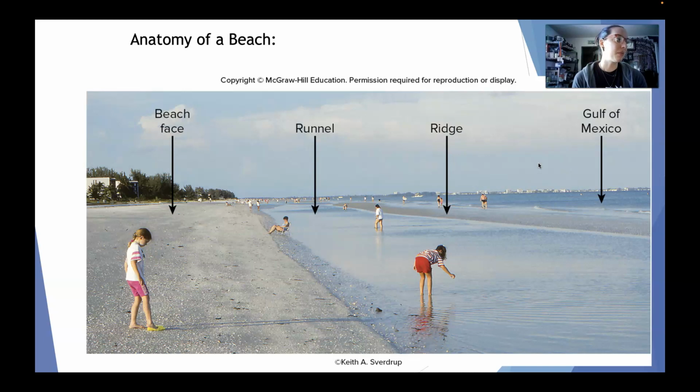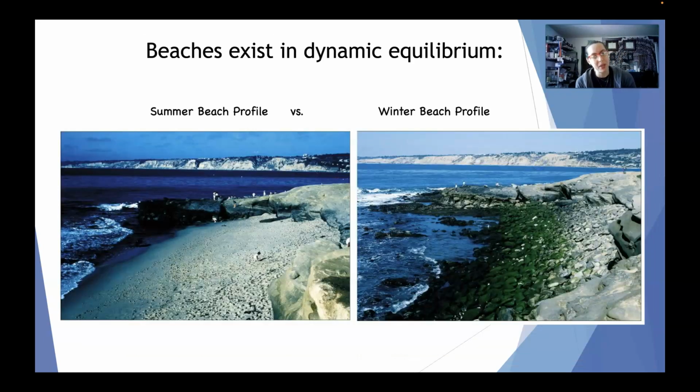Next, I want to talk about something called dynamic equilibrium. So in these two pictures, on the left I have a summer beach profile versus on the right a winter beach profile. And you should see a pretty striking difference between the two automatically. The summer beach profile has a ton of sand, whereas the winter beach profile doesn't look like it has any sand at all. It more so just looks like a whole bunch of rocks, right? Some of the rocks look kind of green, which is indicative of maybe some algae or moss or seaweeds or whatever covering these rocks.